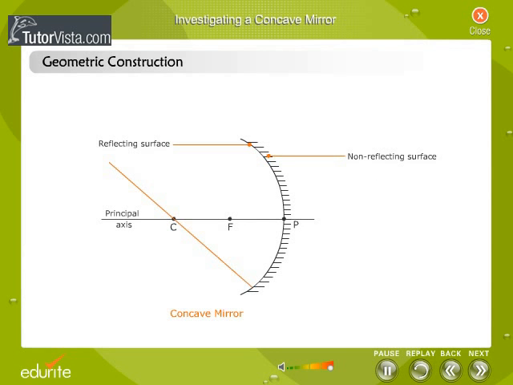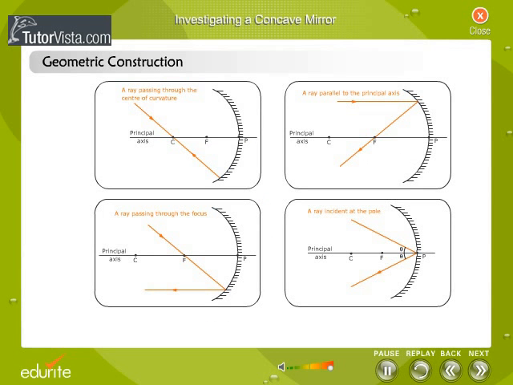A ray of light passing through the center of curvature retraces its path after reflection. A ray of light parallel to the principal axis after reflection passes through the focus. A ray of light passing through the principal focus emerges parallel to the principal axis after reflection. A ray of light incident at the pole of the mirror gets reflected according to the laws of reflection. The image is formed at the point of intersection of these reflected rays.